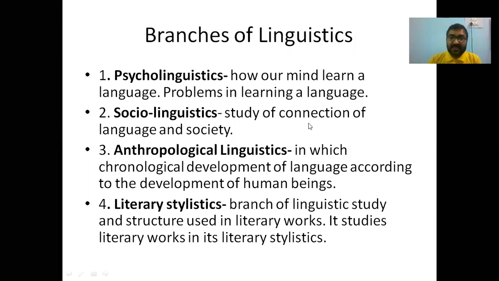Sociolinguistics is the study of the connection between language and society. We study how society affects language and how language affects society. That we study in sociolinguistics.